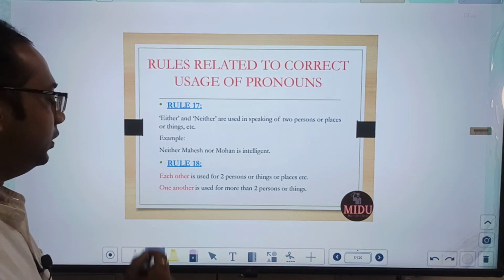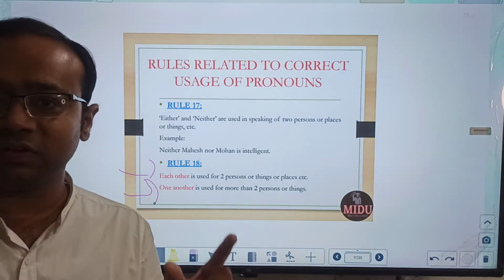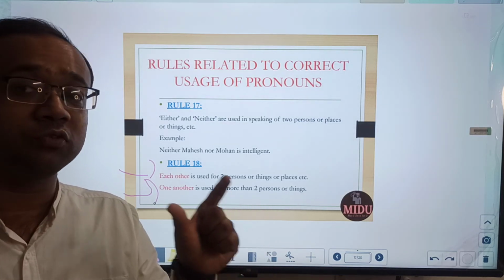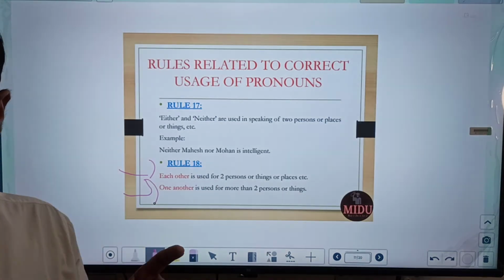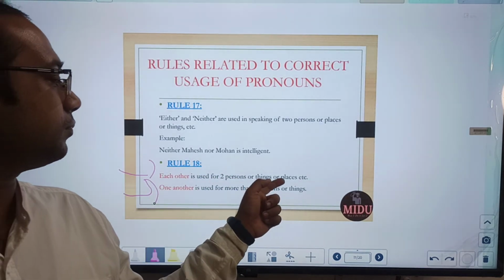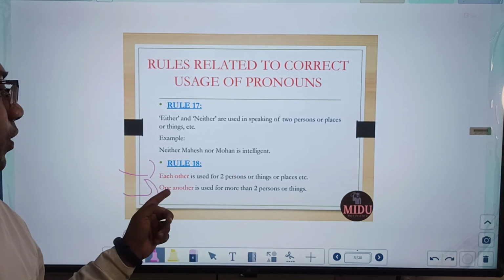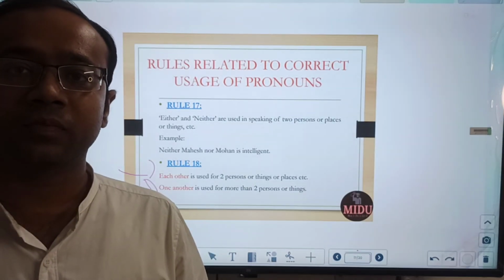Another rule. So this is important. Sometimes in correction it is used. There is one thing which is "each other", one thing which is "one another". How should we do it? So "each other" basically means when two persons, both of you should help each other, two people. "One another" is for more than two.